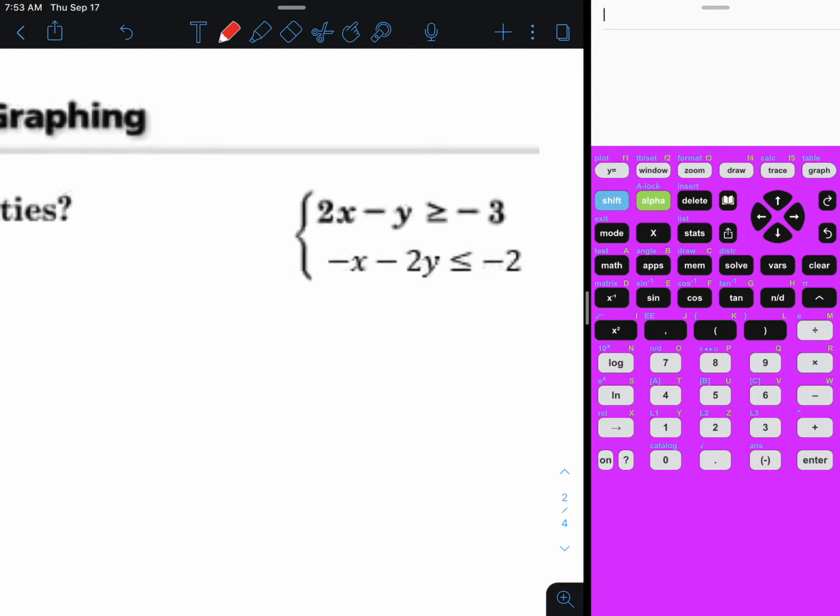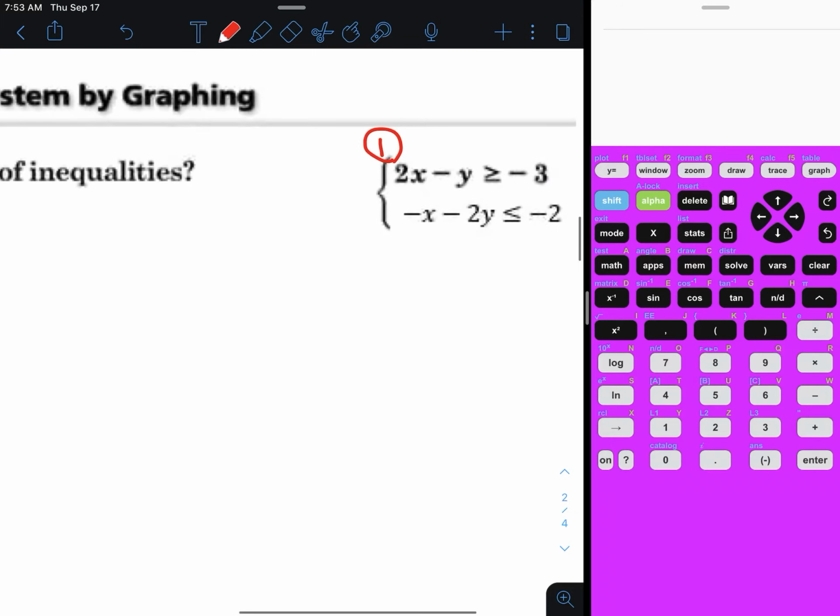Let's call equation number one in this problem the first one, okay? Now the problem is that we got to get that set equal to y before we do anything else. So I'm going to copy it down here: 2x minus y is greater than or equal to -3. I got to get y by itself, so we're going to do minus 2x to both sides.